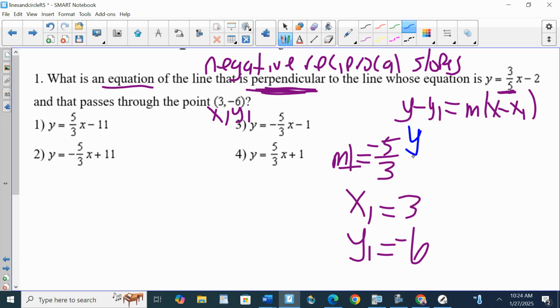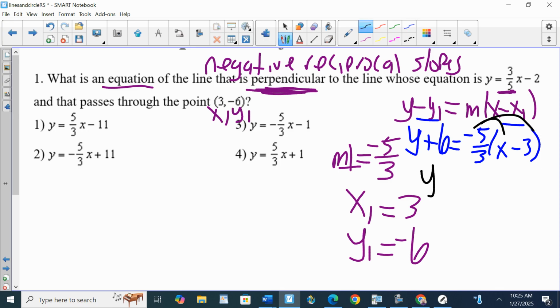Y is y. Minus means change the sign. I'm changing the sign of y1. That's plus 6. M is negative 5/3. Minus x1 is minus 3. Now, half the time I'm done. But if I look at the choices, they're not in that form. So now I might have to distribute.